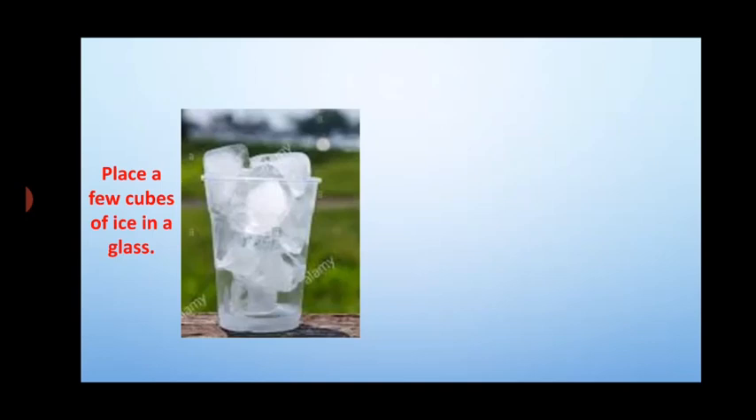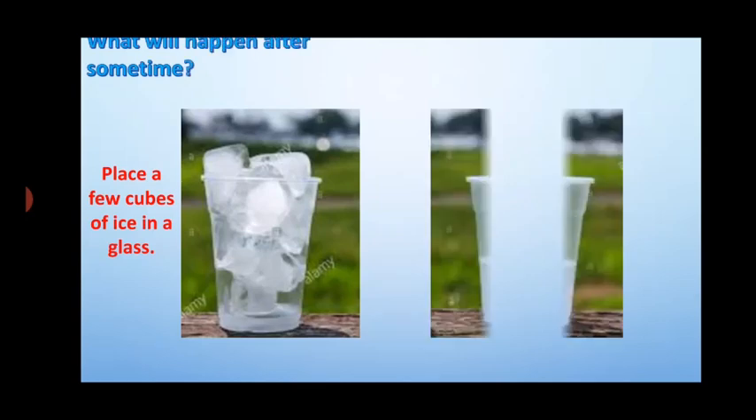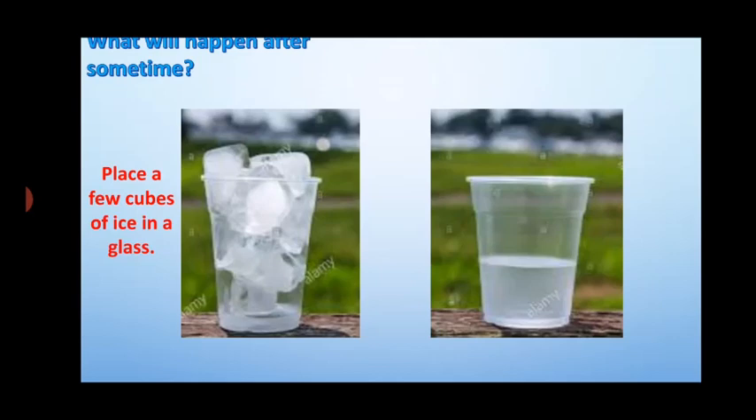So place a few cubes of ice in a glass and leave it open. All right. Now when the ice is solid, where did you remove it from? You removed it from the fridge, which was very cold, isn't it? When you keep it outside, what happens? The heat is there in the air outside, all right. So what will happen to this ice after some time?